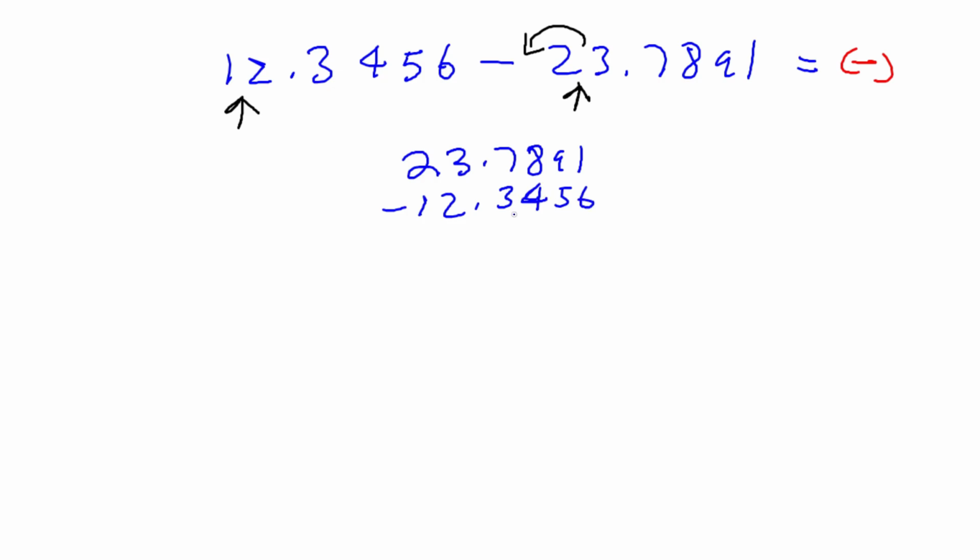Now, 1 minus 6 you cannot subtract, so we need to borrow from 9. That's 8. Now that's 11. 11 minus 6 will give you 5. 8 minus 5 will give you 3. 8 minus 4 will give you 4. 7 minus 3 will give you 4. Bring down your decimal. 3 minus 2 will give you 1. 2 minus 1 will give you 1. But remember, your sign is a negative, so your final answer is negative 11.4435.